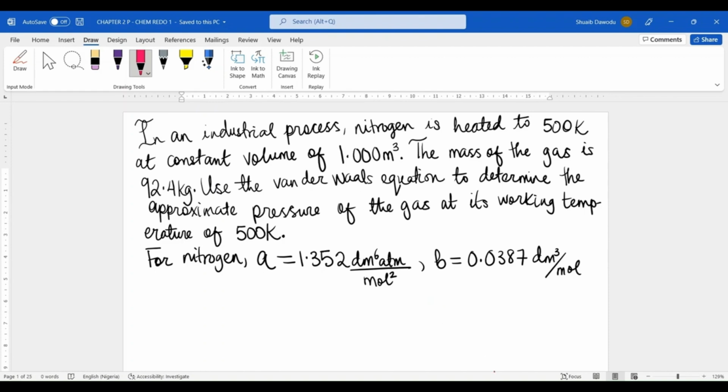So in this particular question, we're asked to determine the approximate pressure using the van der Waals equation of state. But before we can go ahead and do that, we have to first of all write out all of the parameters that we're given.